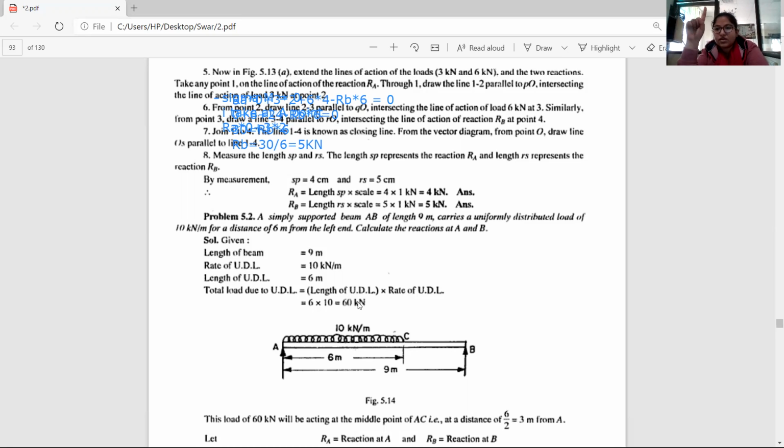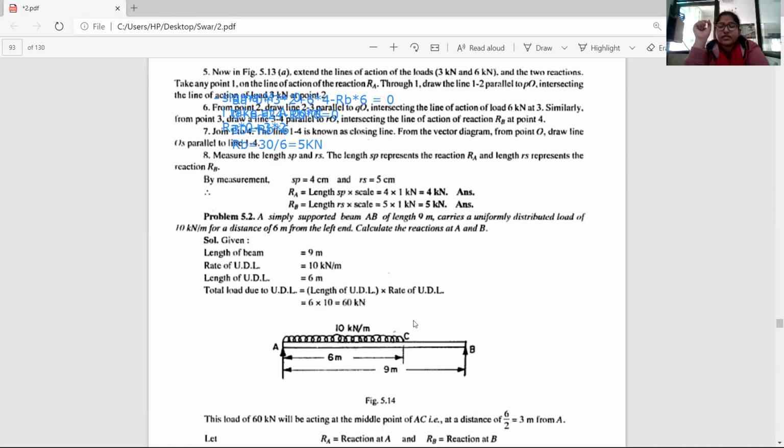Let's take the first equation, which is sigma H equals to 0. Then is there any horizontal reaction? No, there is no horizontal reaction. Then my sigma H equals to 0 automatically. Next is sigma V equals to 0.